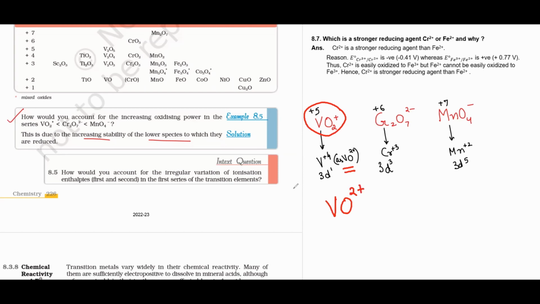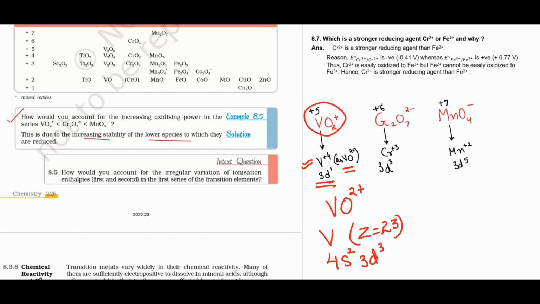In the vanadium +4 oxidation state, the atomic number is 23, which means 4s2 3d3, and +4 oxidation means 3d1. So 3d1 is the configuration to which it changes.